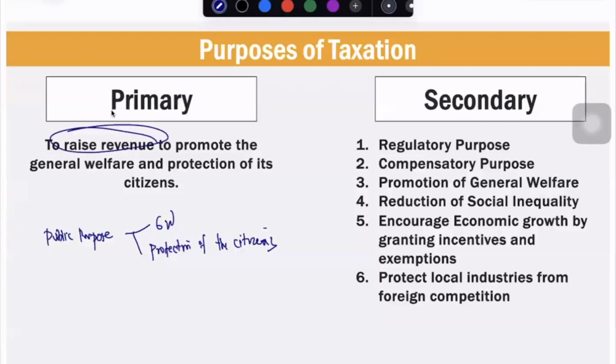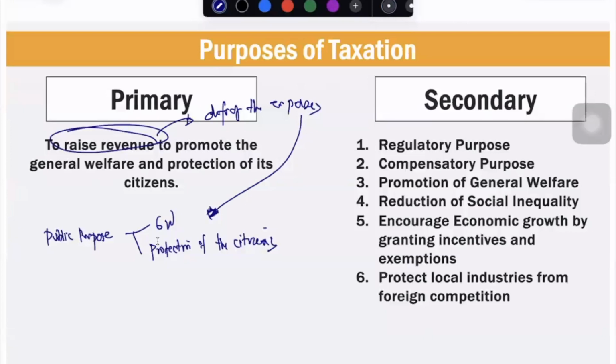And why is it raising revenue? Again, we use this to defray the expenses. To defray the expenses. And what are the expenses? The expenses for public purpose. Next, let's look into the secondary purposes of taxation.